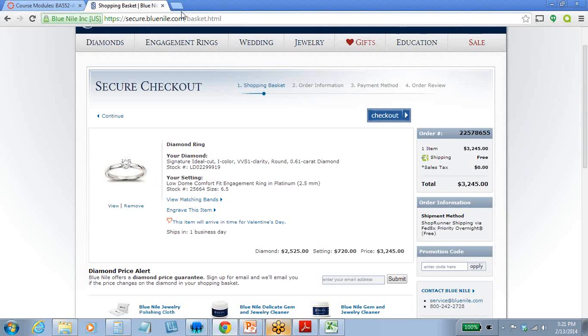Now, how can Blue Nile do this? They have the diamonds ready to go, and they have people on the other side, and what they can do is customize the ring within less than half an hour, and they'll have it to FedEx. FedEx is on their shop, and they're based out of Seattle. And once they have it in Seattle, they have it to FedEx, and they can do an overnight and have it to me essentially by tomorrow. So which is pretty amazing.